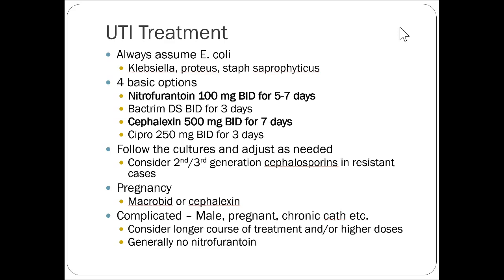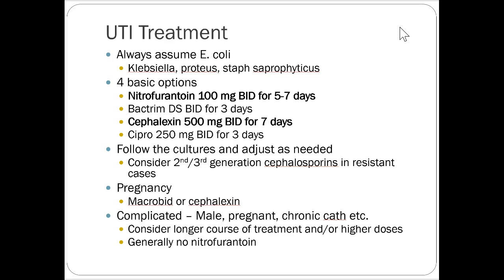Fortunately, they're all treated relatively the same way empirically. The two bold options are the ones that are recommended the most because they cover E. coli better than the other ones. Nitrofurantoin, 100 milligrams twice a day for 5 to 7 days. Now, just because this is bolded, again, I don't want you to remember this dose. This isn't one I care about, but just so you know.